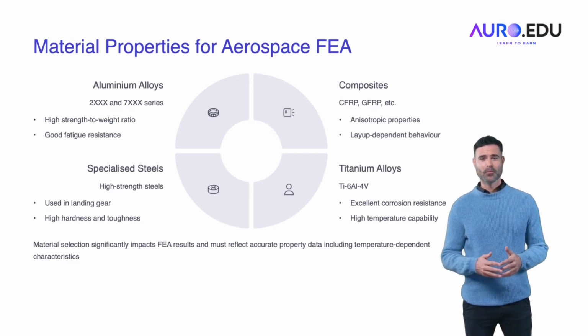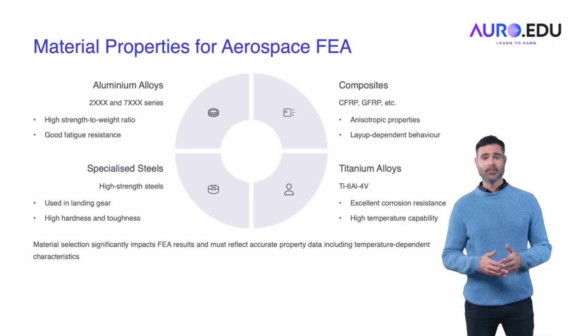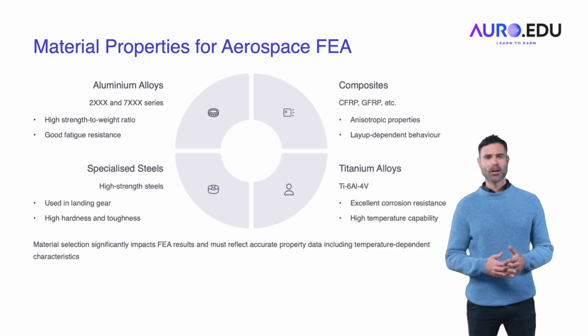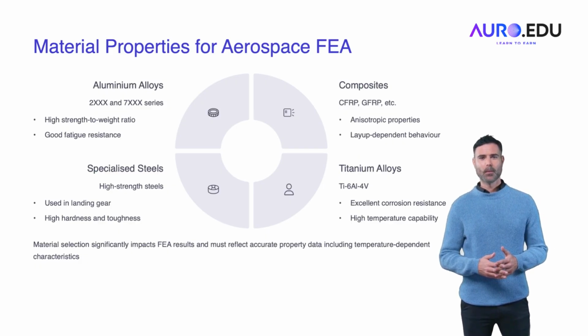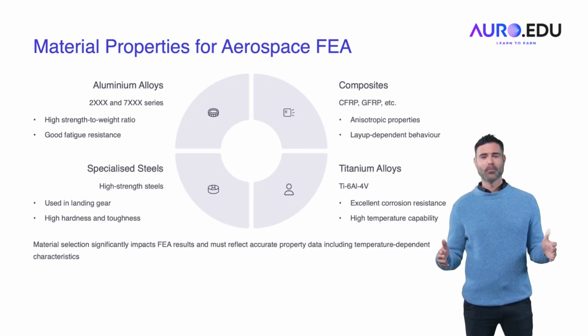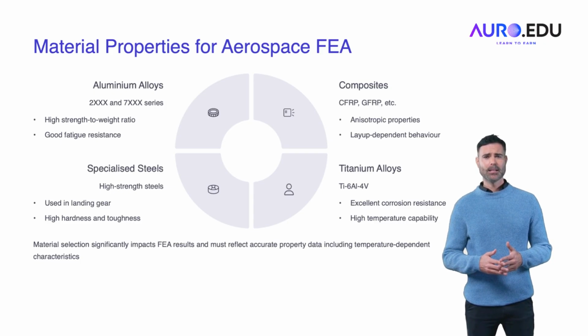Material properties for aerospace FEA. Material selection is a key factor in the accuracy of FEA results, as different materials have distinct properties that influence their behavior under stress. Aluminum alloys, especially the 2XXX and 7XXX series, are commonly used in aerospace due to their high strength-to-weight ratio and good fatigue resistance. Composites, such as carbon fiber reinforced polymer, CFRP, and glass fiber reinforced polymer, GFRP, have anisotropic properties, meaning their behavior depends on the direction of the load.